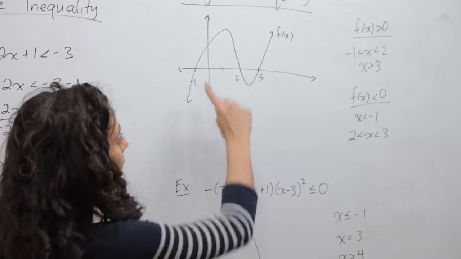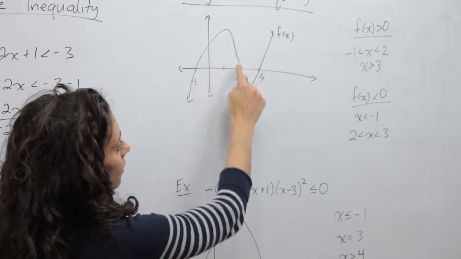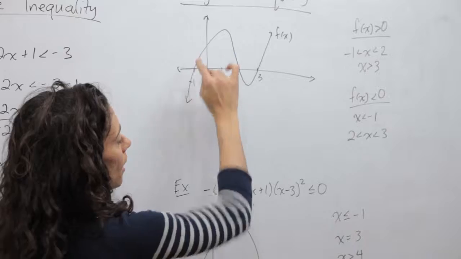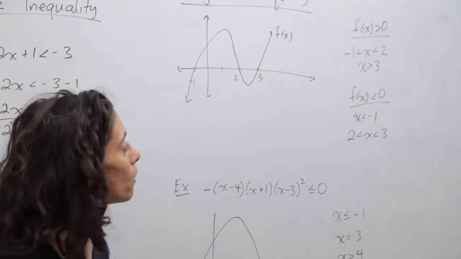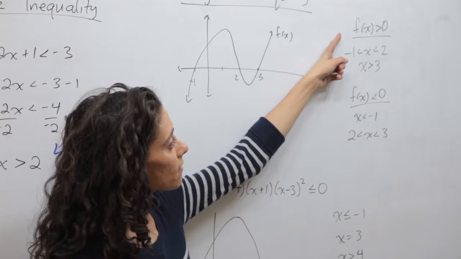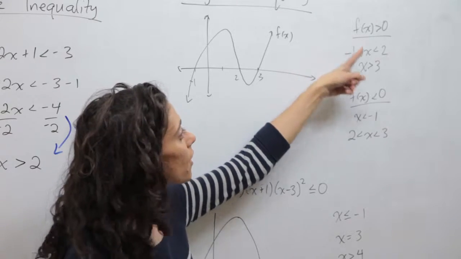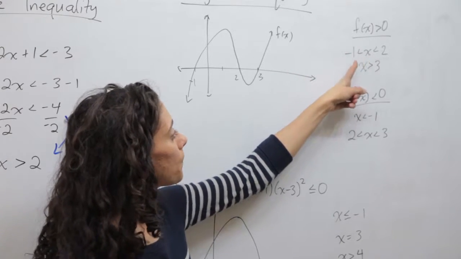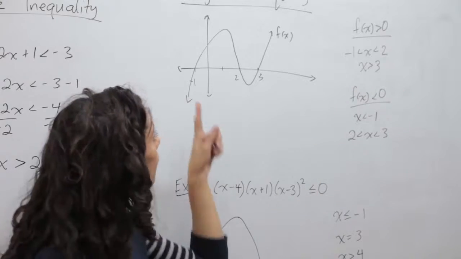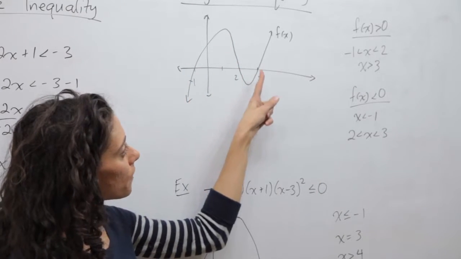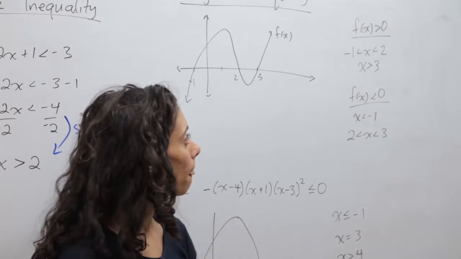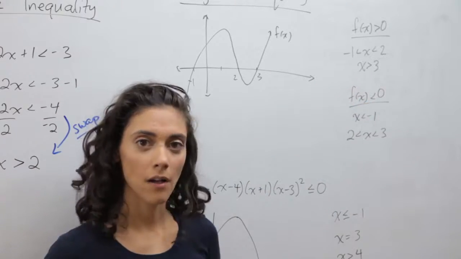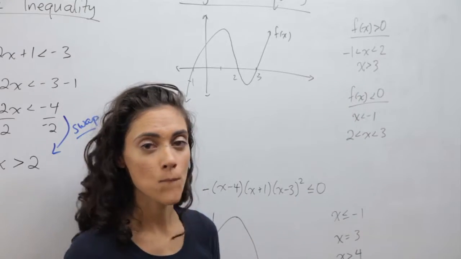So if I look at this graph, in this entire section here, between 1 and 2, my graph is above the x-axis, which means my y-coordinates are positive. So we have one interval. F of x is greater than 0, or is positive, when x is between -1 and 2. Then my graph becomes negative for a bit, but after 3, it'll be positive again, on toward infinity. So we have another interval where f of x is positive when x is greater than 3.